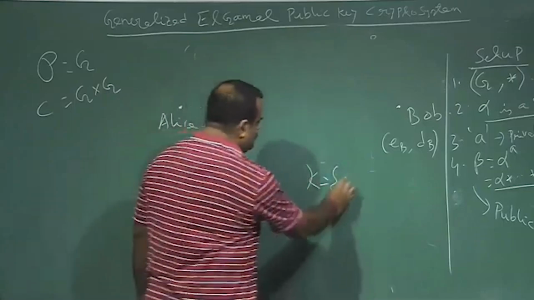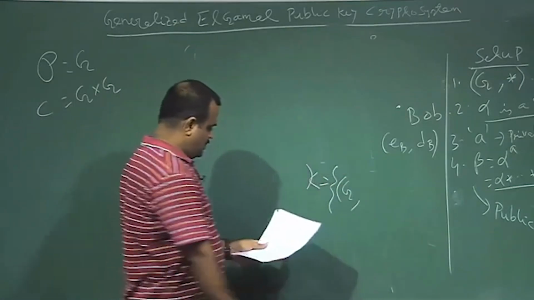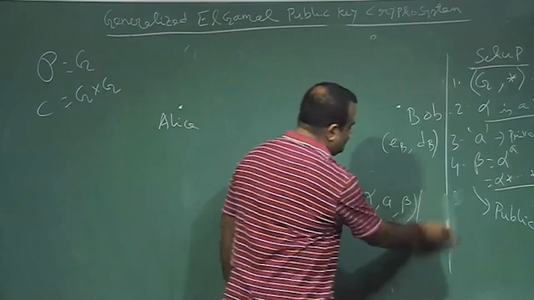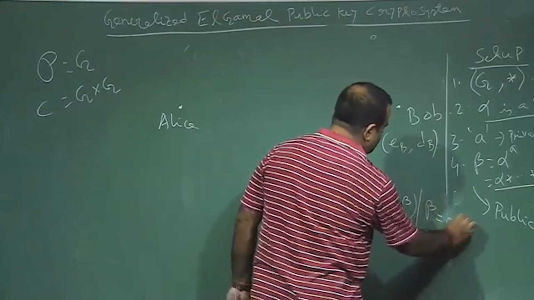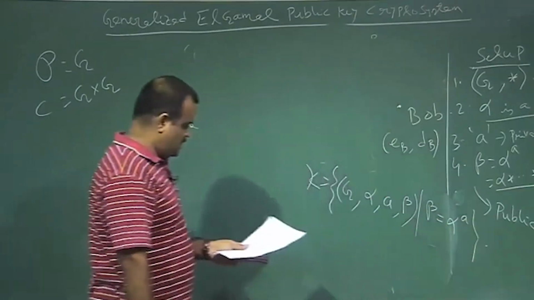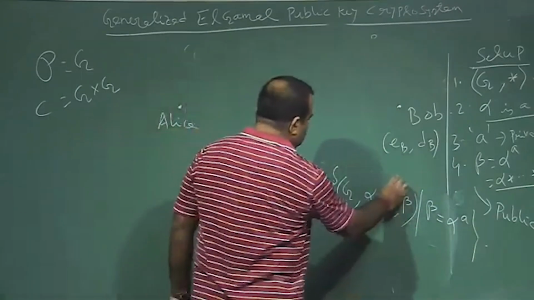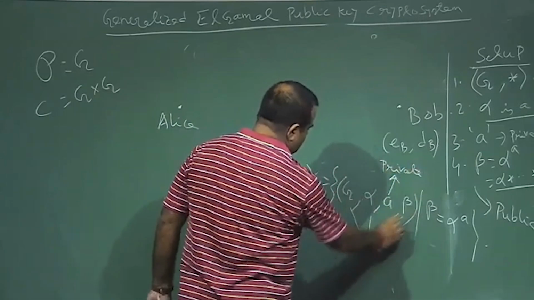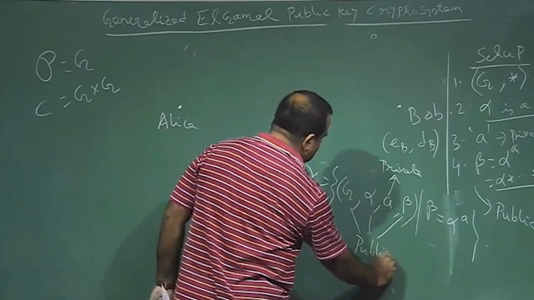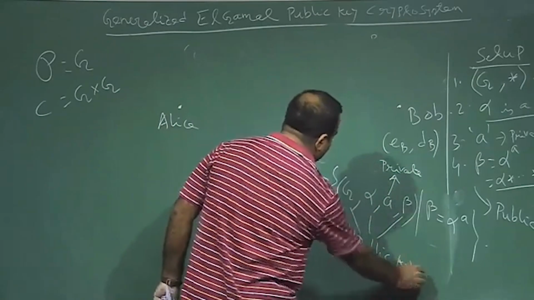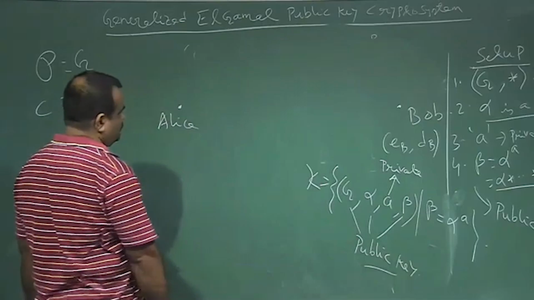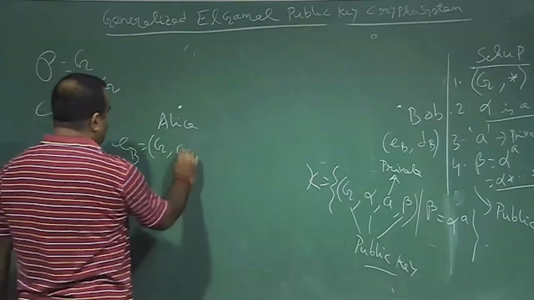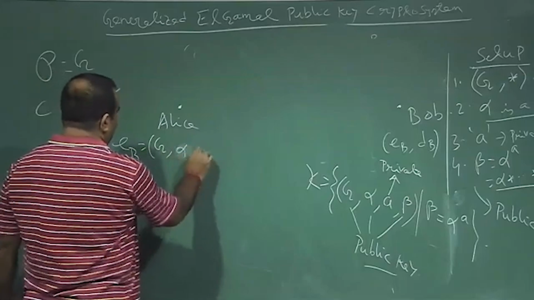So the key has this component G, alpha, a, beta, such that beta is equal to alpha to the power a. Only this a is the private or secret key, and the remaining three are the public key of Bob. So Bob made this public. This is EB, which is basically the group G, alpha and beta.